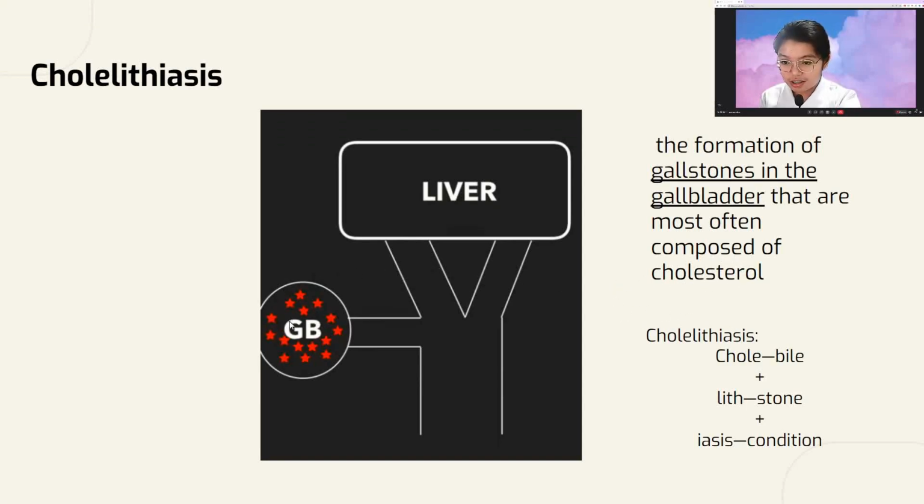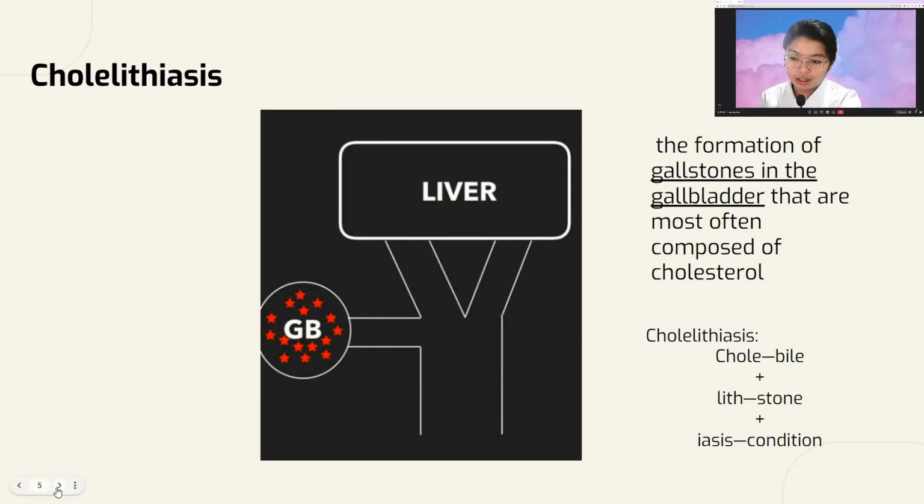As you can see here, the stars are symbolic of stones right now. They are all in the gallbladder. There is no inflammation or infection going on. They are just present in the gallbladder. There is just formation of gallstones within the gallbladder. That is what cholelithiasis is.